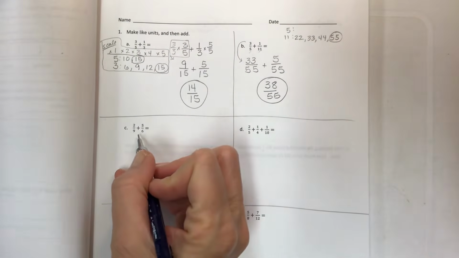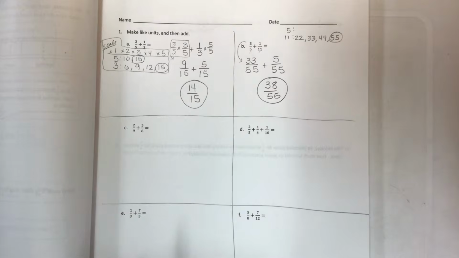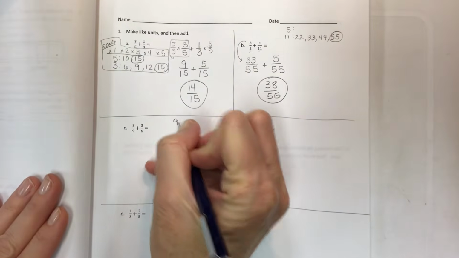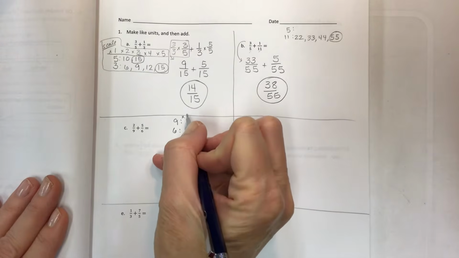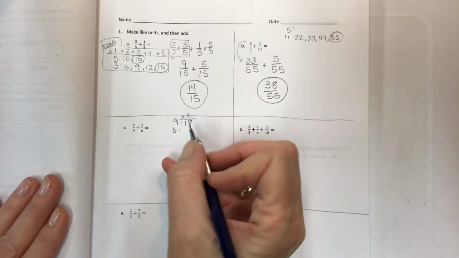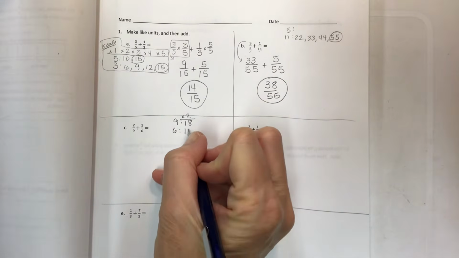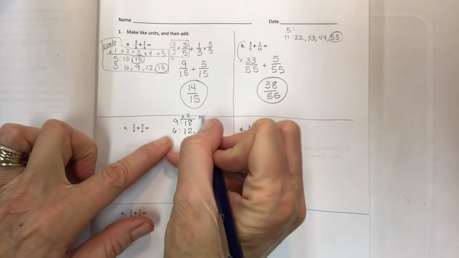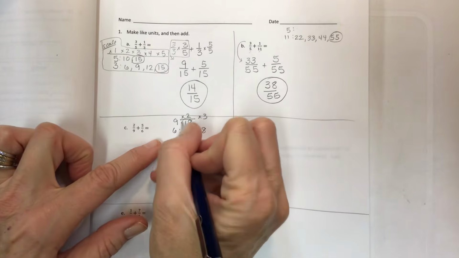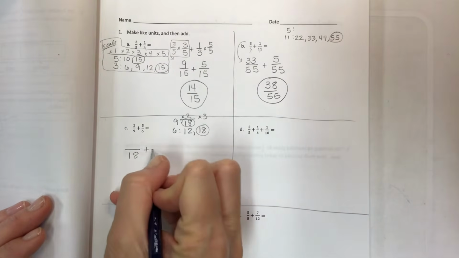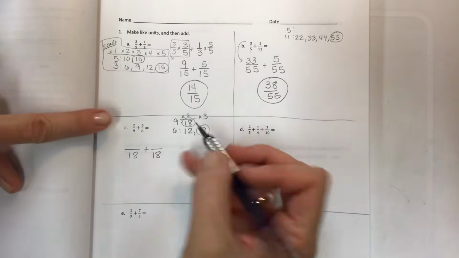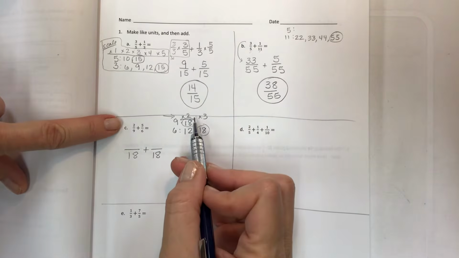All right, now between 9 and 6, you don't have to multiply this. If you think about multiples, what is 9 times 2? Well, that's 18. You should know that 6 times 2 is 12, but 6 times 3 is 18. As soon as you have that common denominator, that's what you're going to use. Use the scale factor on top.